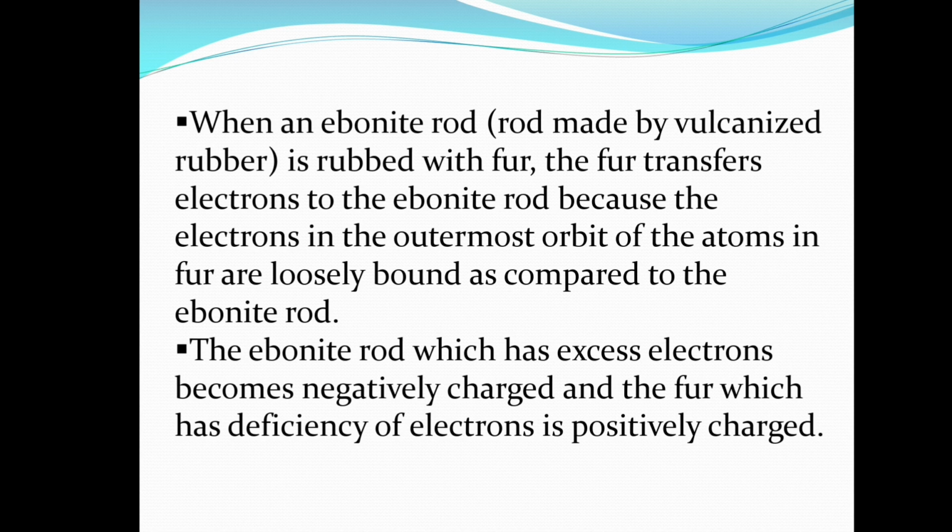When an ebonite rod made of vulcanized rubber is rubbed with fur, the fur transfers electrons to the ebonite rod, because the electrons in the outermost orbit of the atoms in fur are loosely bound as compared to the ebonite rod. The ebonite rod, which has excess electrons, becomes negatively charged, and the fur, which has a deficiency of electrons, is positively charged. So this is another example.